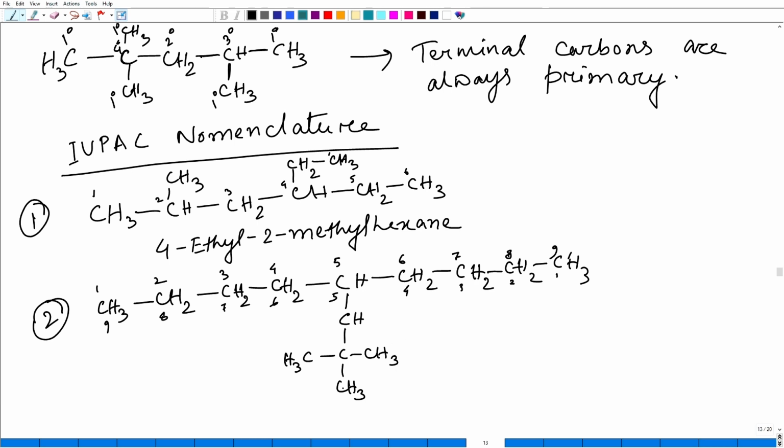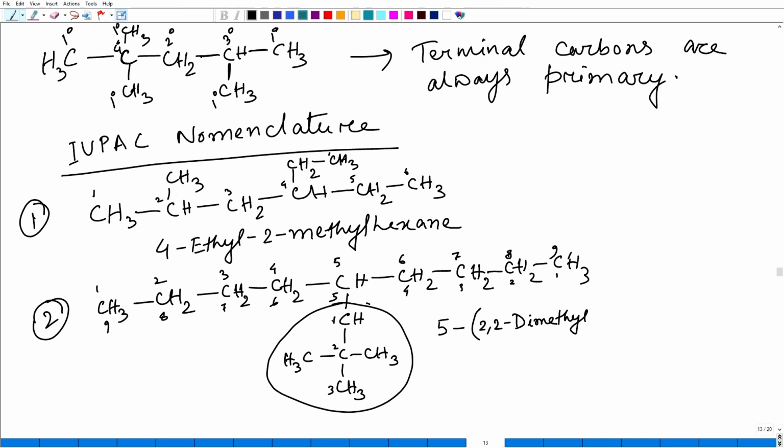Now, in this group, what happens? If we try to name this group separately, there are 1, 2, 3 carbons in the main chain and 2 methyl groups at the second position. So, we will name it like this. First 5, since the group is at the fifth position, then we will put a bracket. Now, we will name the group: 2,2-dimethyl.